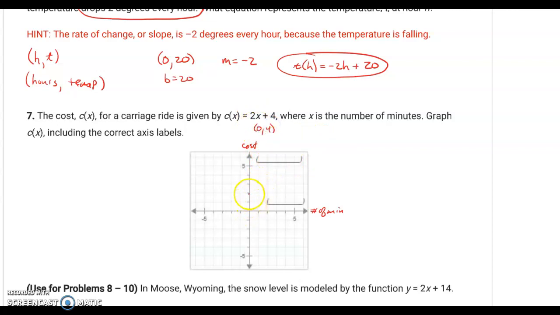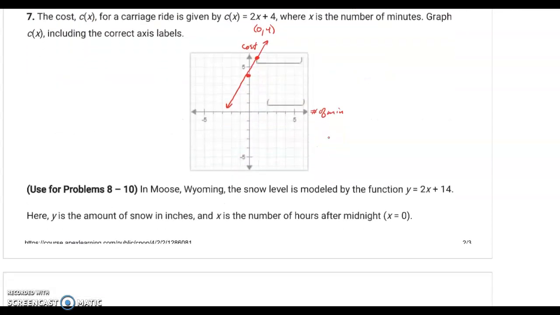So I'm going to plot 0, 1, 2, 3, 4. And then my slope is 2, so I'm going to go up 2, over 1. And right here would be my slope. So the number of minutes is the x-axis, cost is the y-axis, and there's your graph.